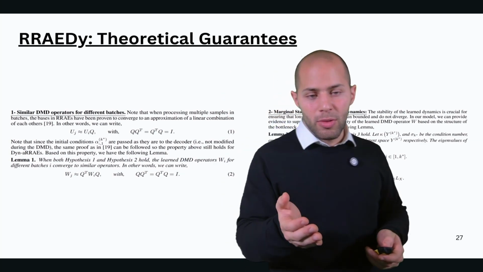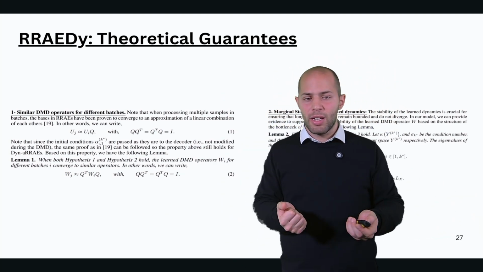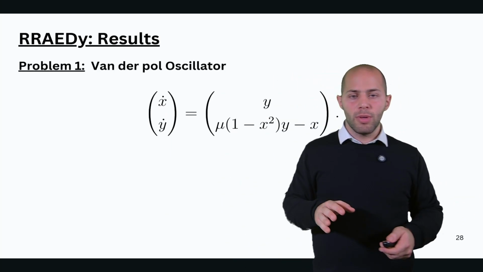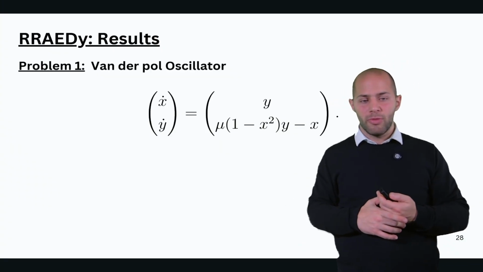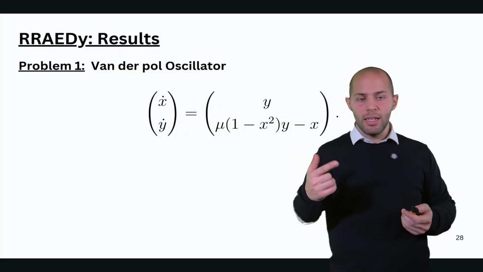Now, since I explained the model, I'm going to show you some of the results using some videos. The first one is going to be on the van der Pol oscillator. Most probably, most of you have already seen this oscillator before. And this is nice because we have a limit cycle that repeats itself.